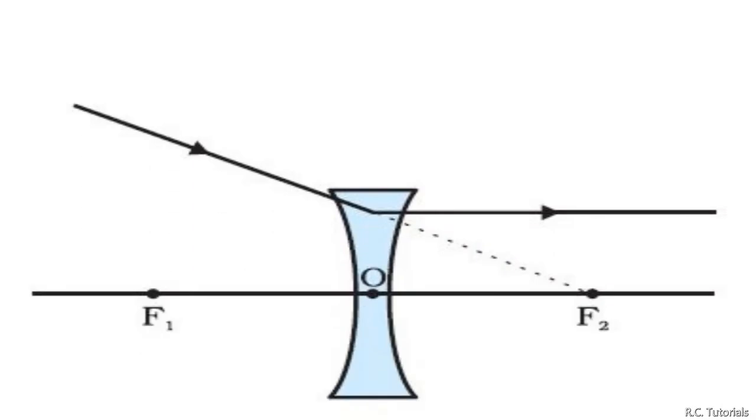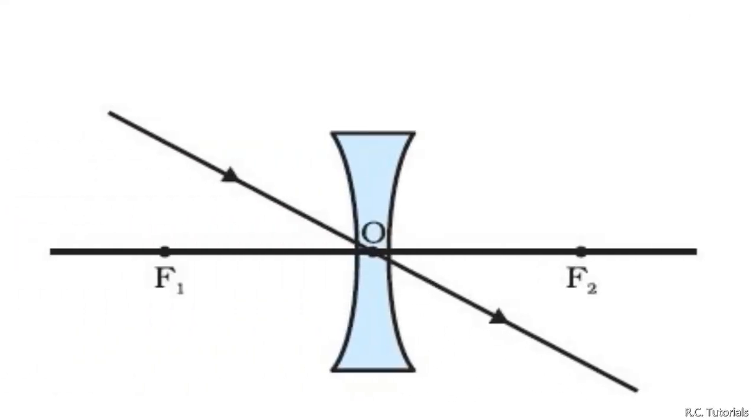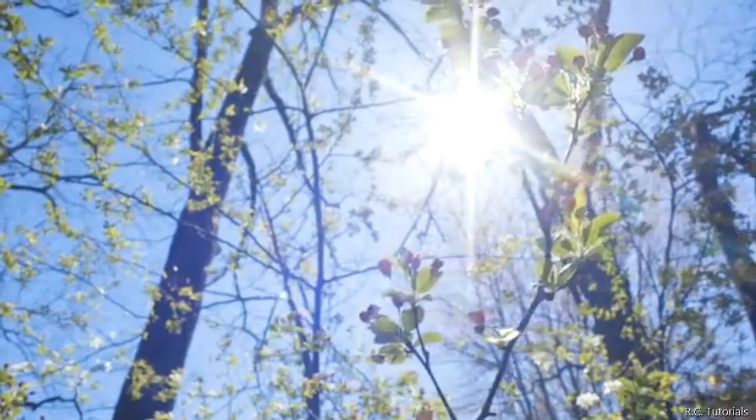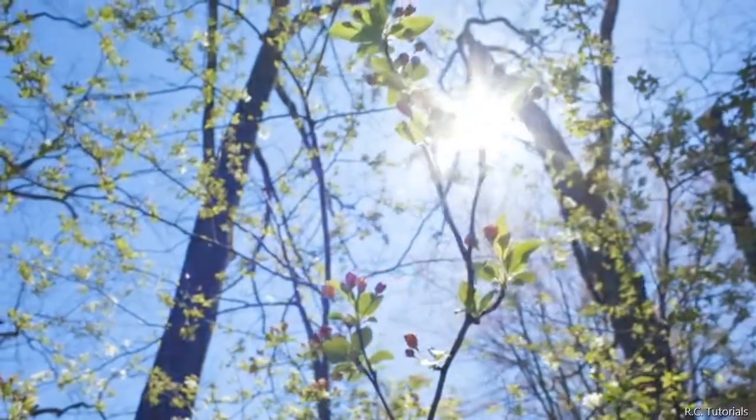Next rule is number 2. When a ray of light appears to meet at the focus on the other side, it will become parallel to the principal axis after refraction. Number 3. When a ray of light passes through optical center, then it will go straight without any deviation. So these are the 3 basic rules for formation of concave lens image.